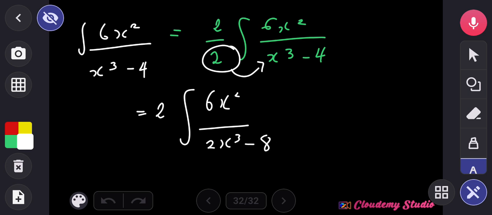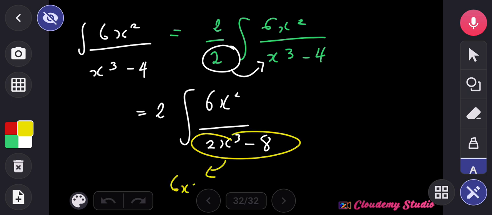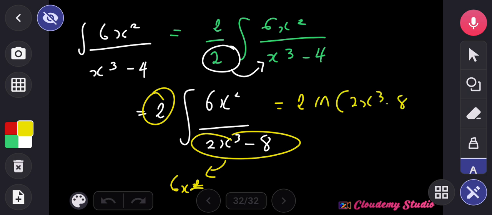Now let us differentiate the denominator. If you differentiate this, you are going to have 6x squared, which is now the numerator, which means your answer is 2 ln of 2x raised to the power 3 minus 8, plus c. And that's our answer. As simple as that.